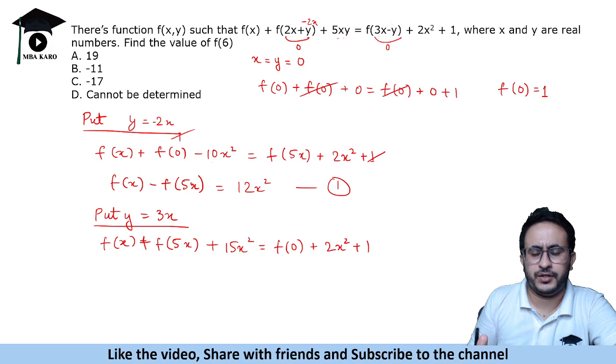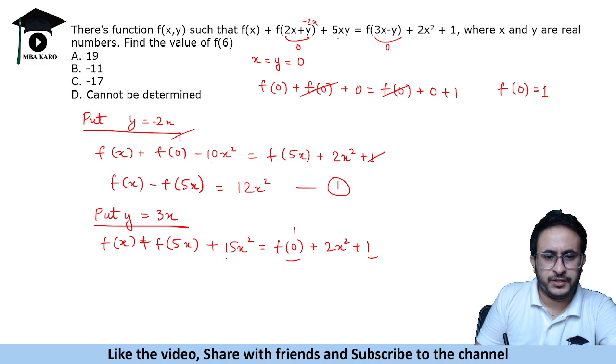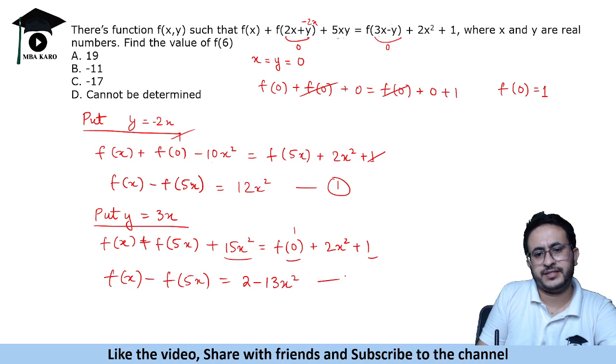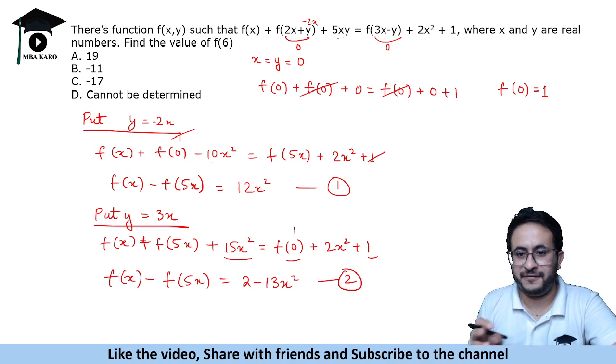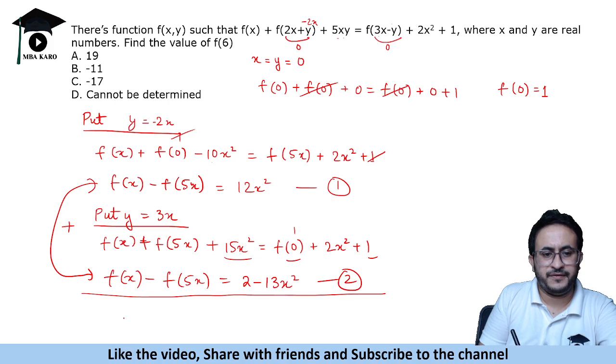It becomes like 1 plus 1 is 2. This is 1, this is 1. So 1 plus 1 is 2. 15x square can be taken this side. So we get f of x minus f of 5x is equal to 2 minus 13x square. This is the second equation. Now can we eliminate f of 5x? Yes. So we will add these two equations. So when we add these two equations, we get 2 times f of x is equal to 2 minus x square.